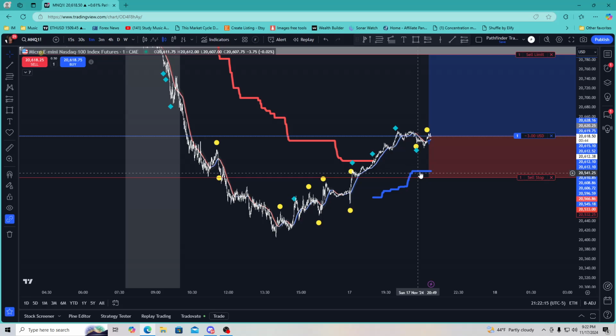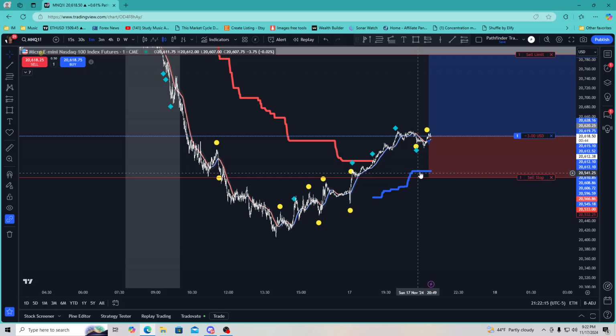Now, the other thing we're looking for is if you are so fortunate that you are near the red line or the blue line and price pulls back and gives you diamonds or gold coins, you're going to take a swing position. This is an intraday swing position, so it's a position for the day. You're going to take that.